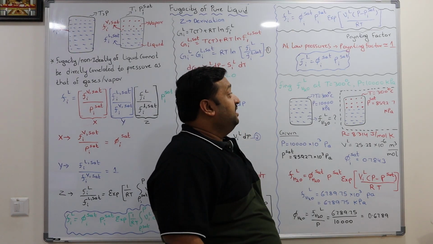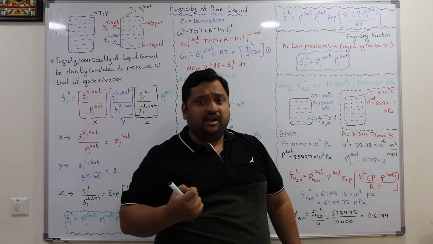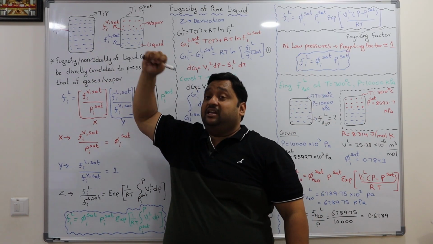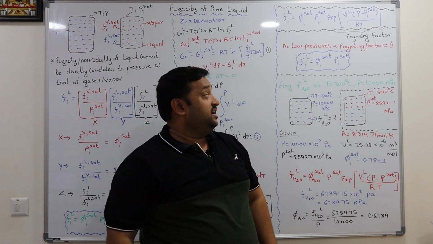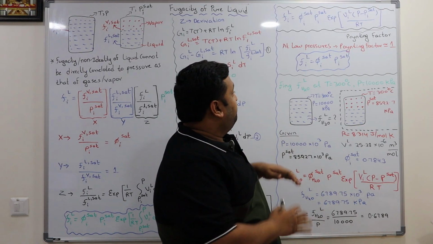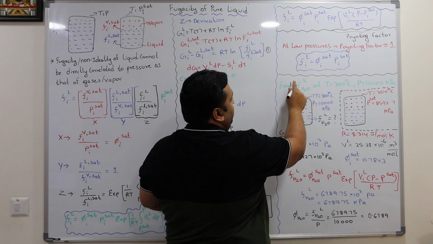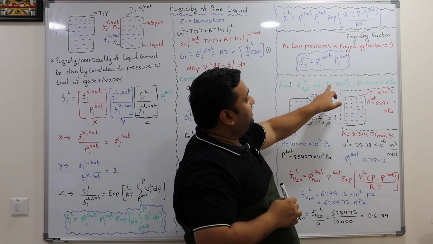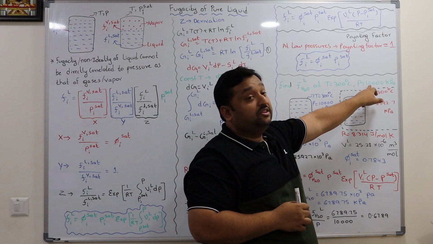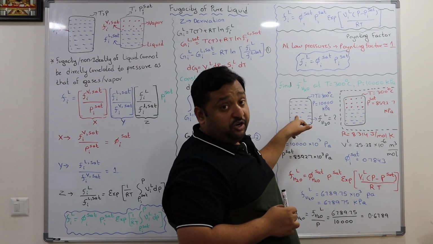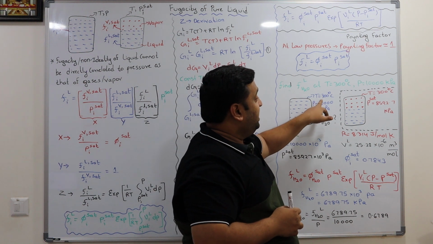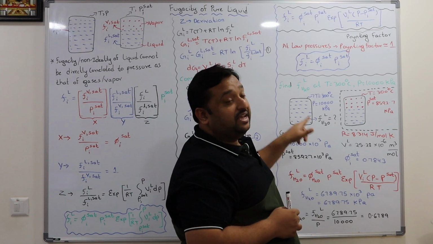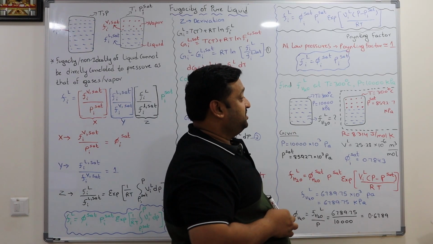Any formula is fine. So let us take a small example on how to calculate the fugacity of the liquid at given pressure and temperature conditions. So let us find the fugacity of liquid water at 300 degrees centigrade and 10,000 kilopascal. That means there is a liquid with me which is at a temperature of 300 and 10,000 kilopascal. Then I have to find out what is the fugacity of liquid water at these conditions.